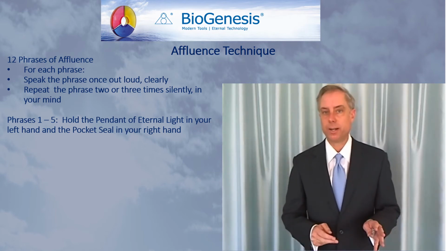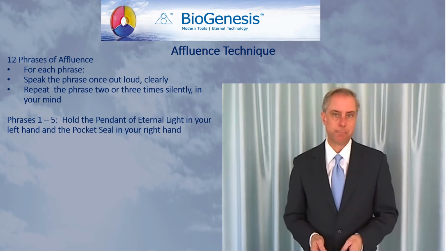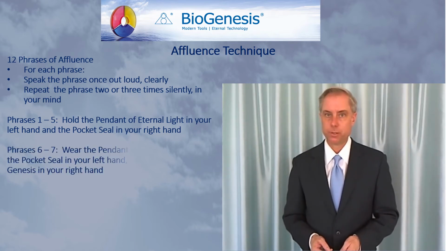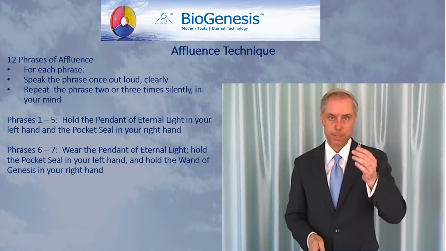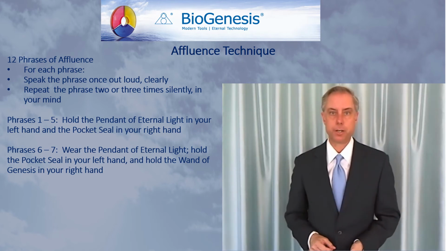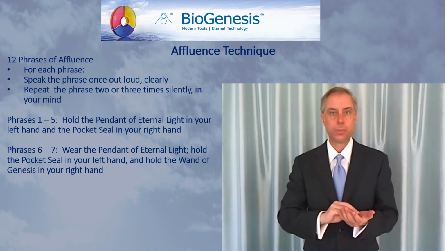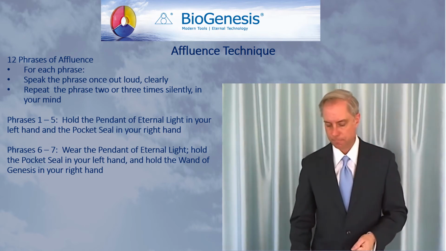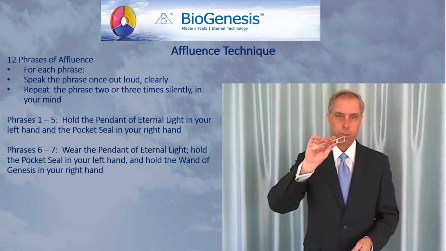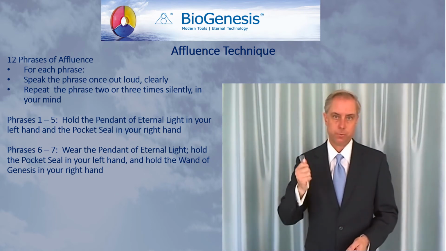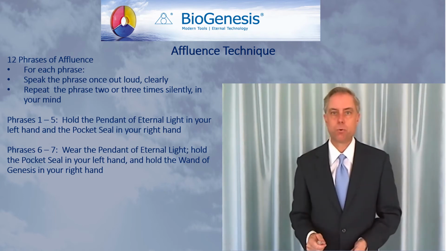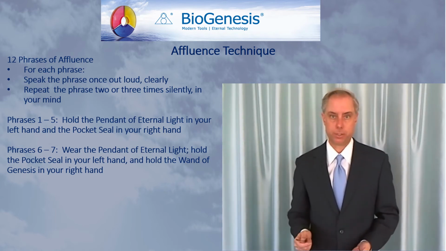The first 5 phrases all use the same positioning of the tools. Once we move to the 6th phrase, we change a little bit. We take the pendant of eternal light and we either wear it or simply put it in a pocket. The pocket seal then goes in our left hand, and in the right hand, we will pick up and hold the wand of Genesis. We will hold the wand in the right hand, pocket seal in the left hand, and we are wearing or having in a pocket the pendant of eternal light.